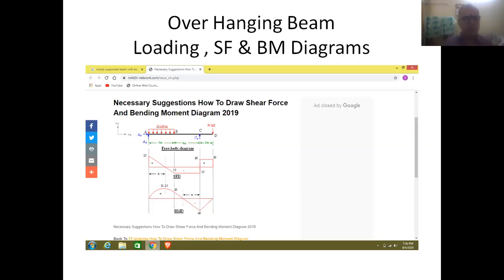So the length of the beam is 8 meters, denoted by small l, and the overhanging portion is 2 meters, denoted by small a. Always the length of the beam is denoted by small l, and small a is used for indicating the overhanging portion of the beam provided at the right hand side. So friends, this is the way of identifying the various distances.